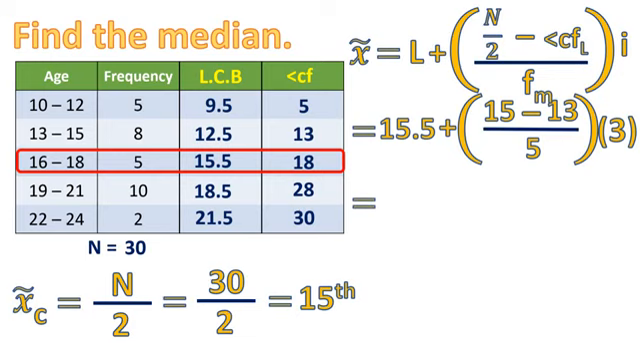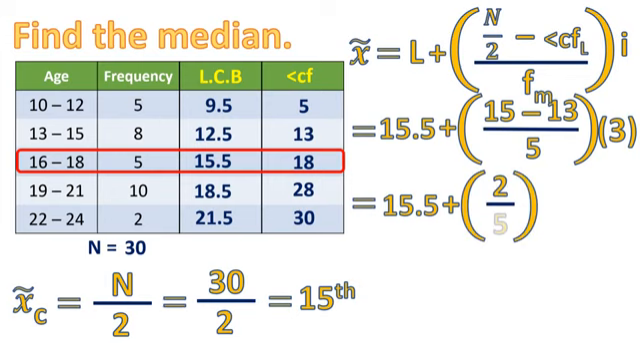So let's copy first the 15.5 because we cannot compute it yet. We will solve from the inside of the parentheses. So copy the plus, and then let's solve. 15 minus 13 is 2. Copy the 5 and 3. So we will continue solving. Let's still copy 15.5 and plus because we will just use it later. And then we will decide here at this point, 2/5 times 3.